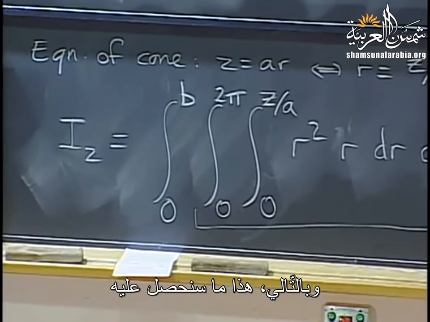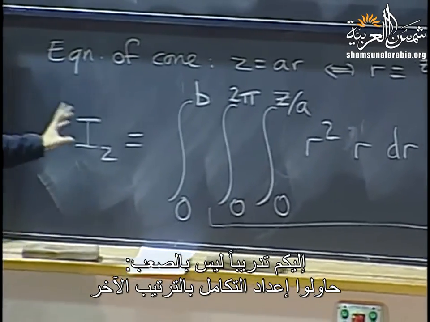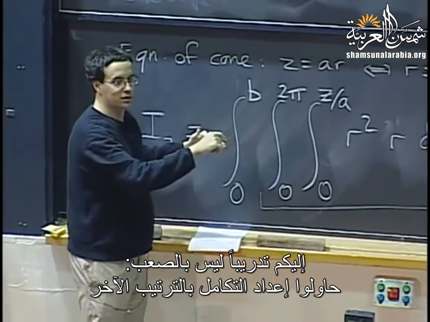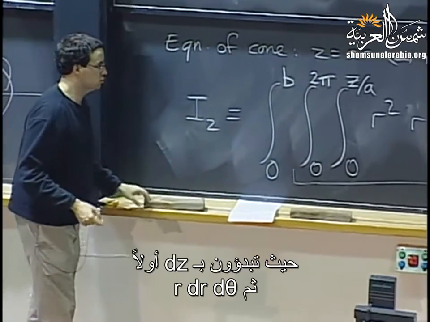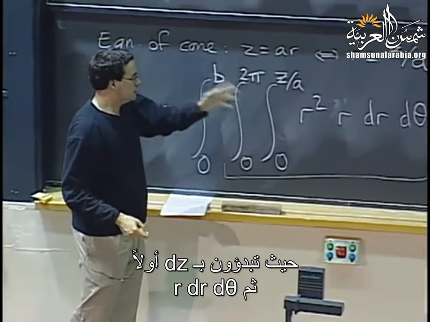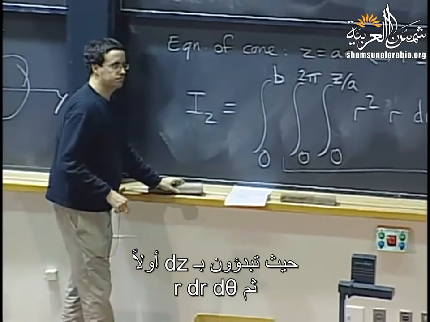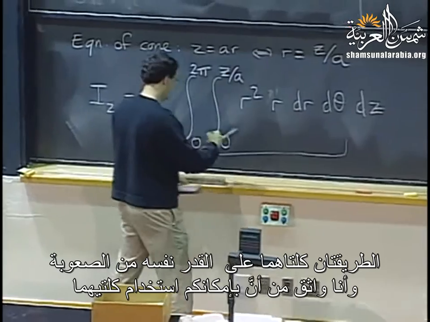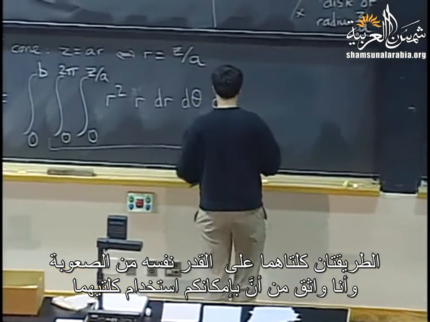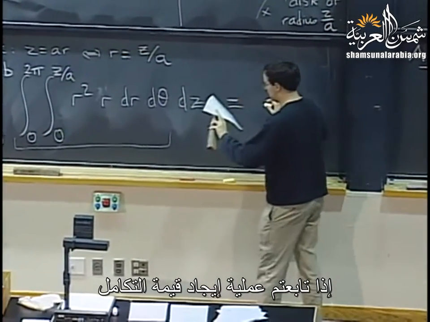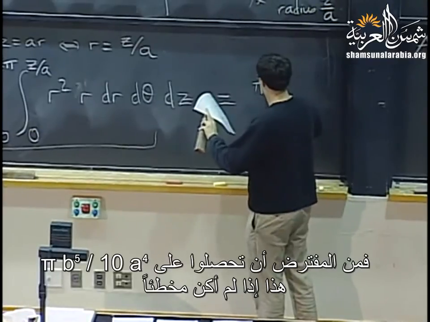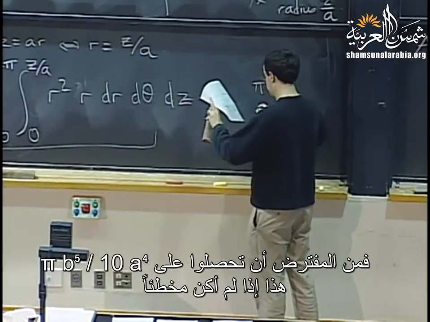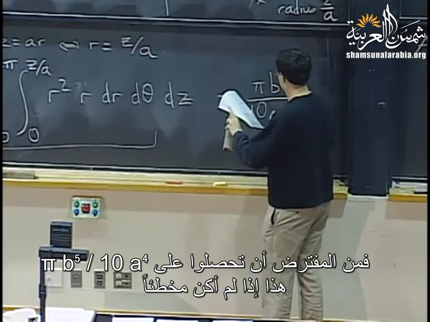So exercise, it's not very hard. Try to set it up the other way around, with dz first and then r dr d theta. It's pretty much the same level of difficulty. I'm sure you can do both of them. And also if you want to practice calculations, you should end up getting pi b to the 5 over 10 a to the 4, if I got it right.